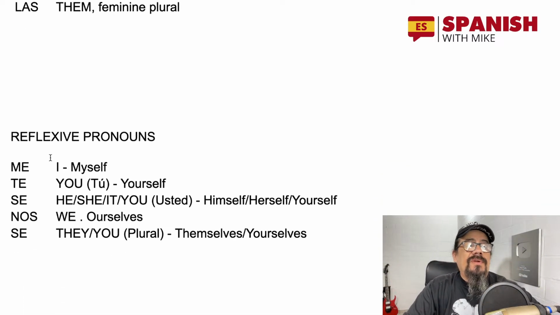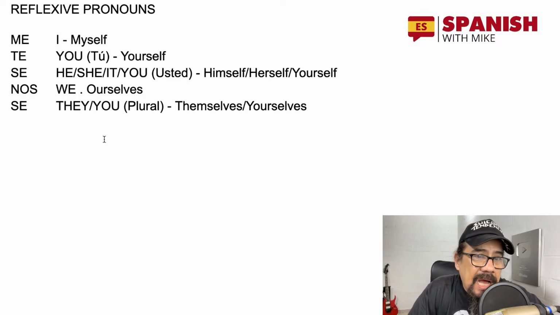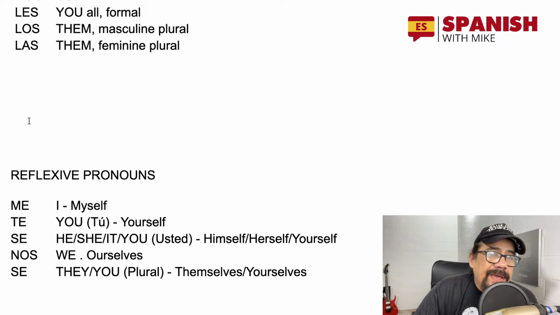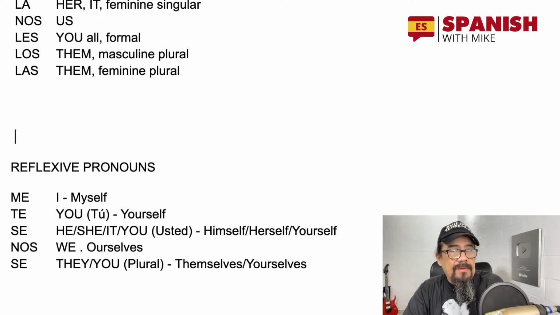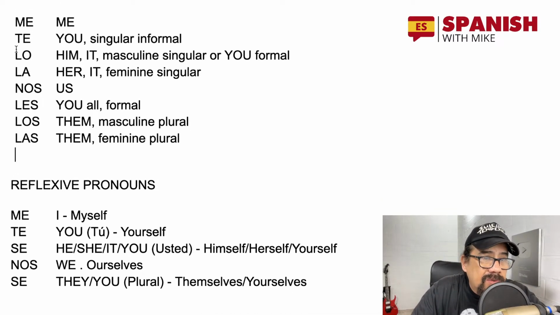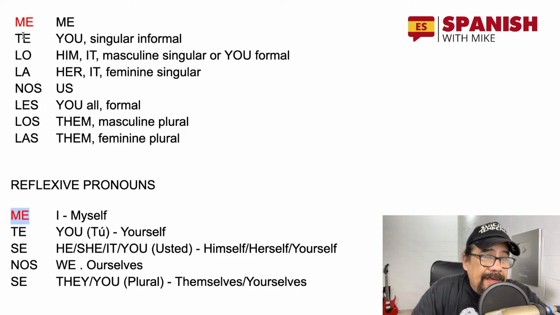We can use reflexive pronouns for myself, yourself, himself, herself, yourself, ourselves, themselves, or yourselves. And we have two for yourself because one is for tú and the other one is for usted. Me, te, se, nos, se. Let's compare real quick between direct object pronouns, indirect object pronouns, and reflexive pronouns. We have me. The words are the same, but the function is different.